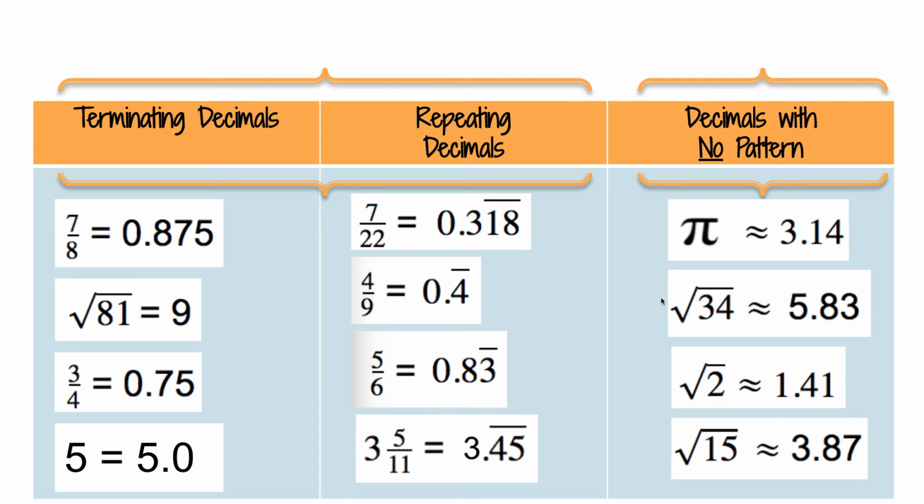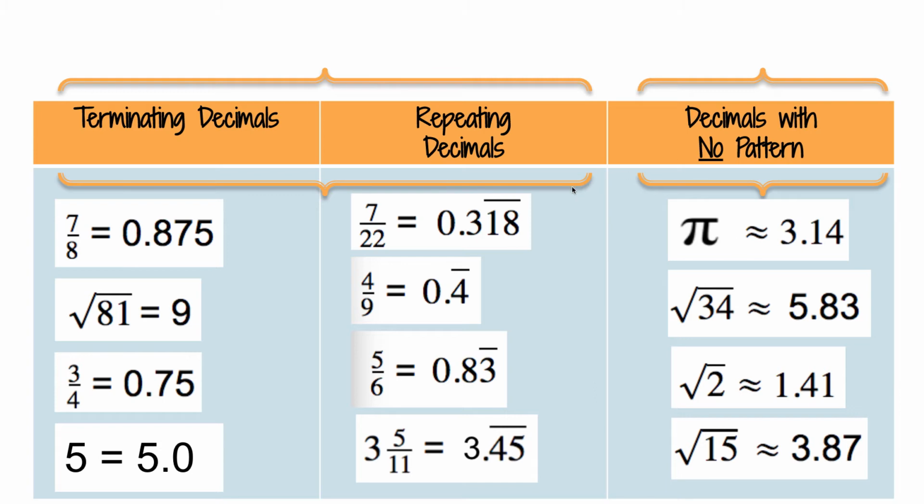These are the values out of the 12 that I gave you that have no pattern to their decimals. The first one I did with you was pi. And right over this symbol, you can write the letters P-I. That is pi. It is about, that's why we use the approximate sign there, the squiggly equal sign, 3.14. The square root of 34, it didn't have a pattern to the digits, so it's about 5 and 83 hundredths. Square root of 2 is about 1 and 41 hundredths. Square root of 15 is about 3 and 87 hundredths.